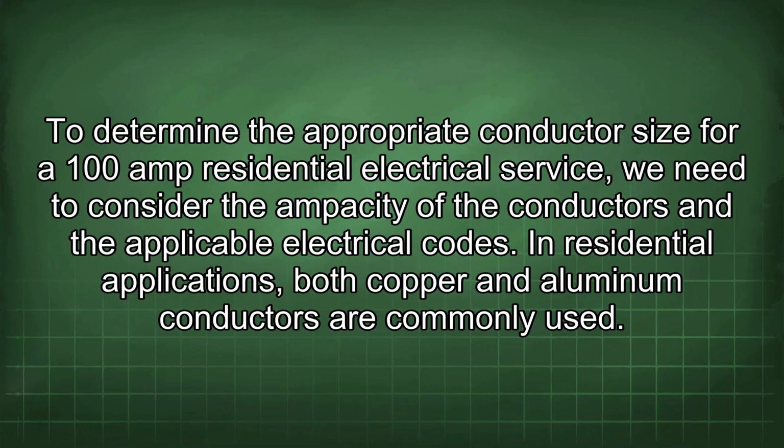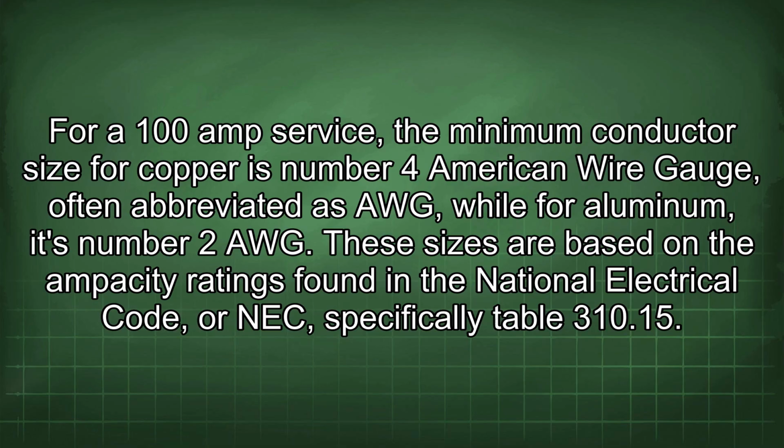To determine the appropriate conductor size for a 100 amp residential electrical service, we need to consider the ampacity of the conductors and the applicable electrical codes. In residential applications, both copper and aluminum conductors are commonly used. For a 100 amp service, the minimum conductor size for copper is number 4 American wire gauge, often abbreviated as AWG, while for aluminum, it's number 2 AWG.